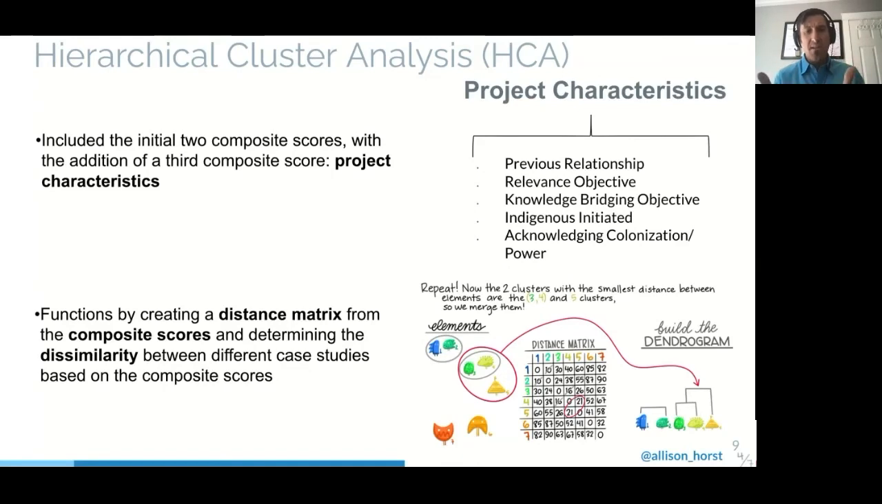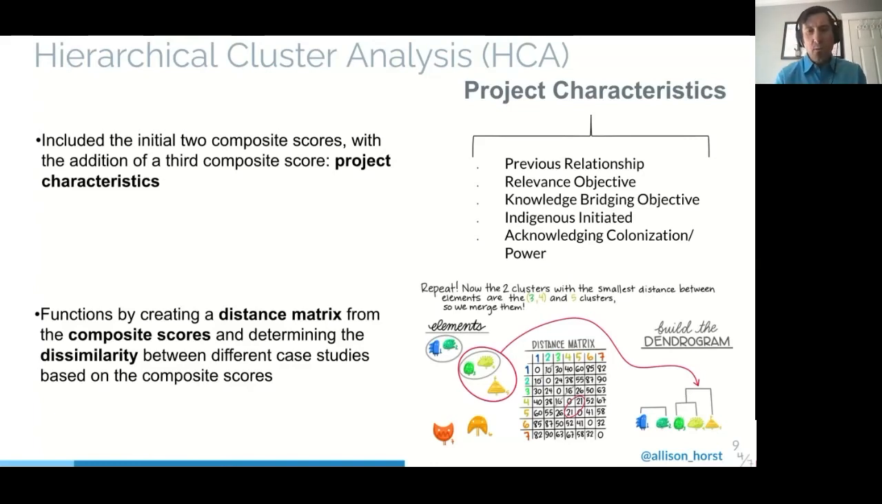So the elements on the left, you could think of those as the case studies. They exist in some sort of state space based on those composite scores. And so there's a distance between each of those cases. And so you can create a matrix there in the middle. And you do a stepwise process of linking those that are closest to each other because they're most similar. And the result is, through this stepwise process, you build up a dendrogram.